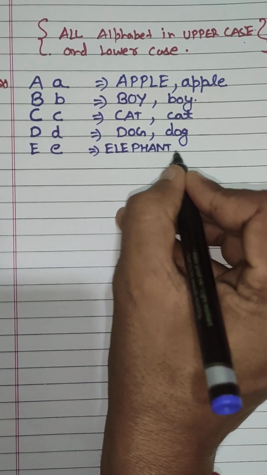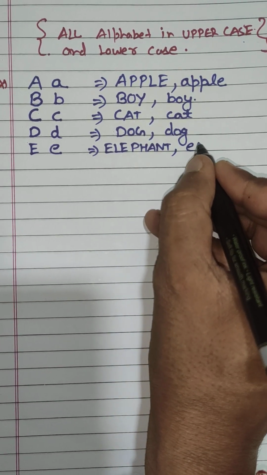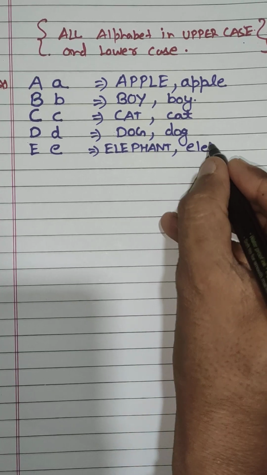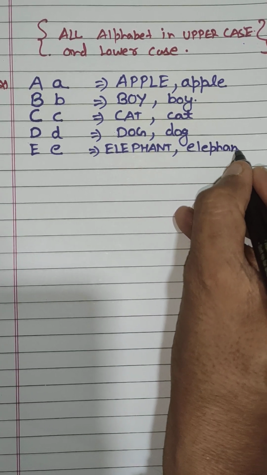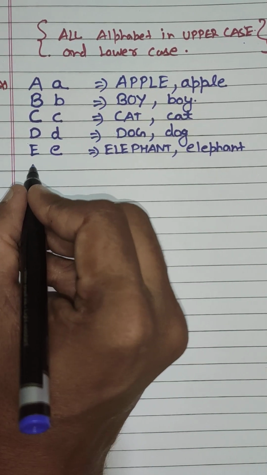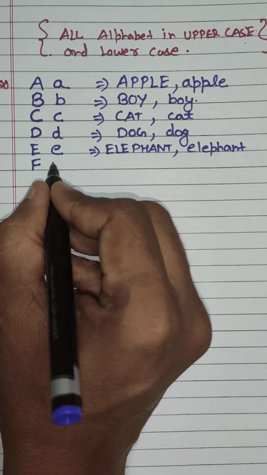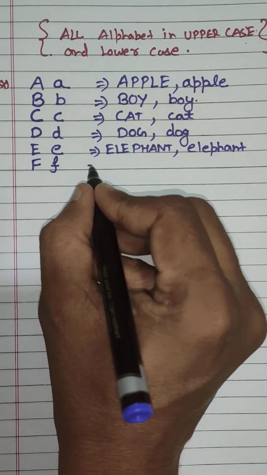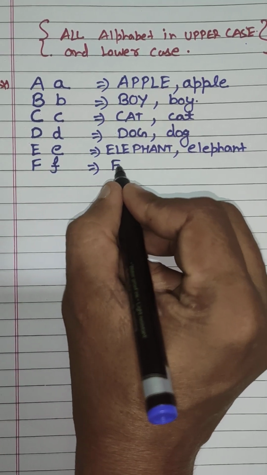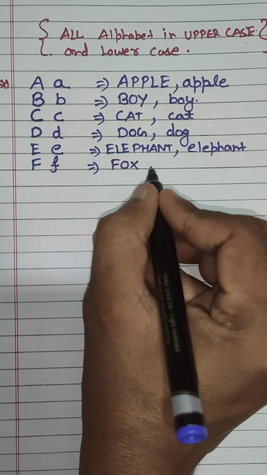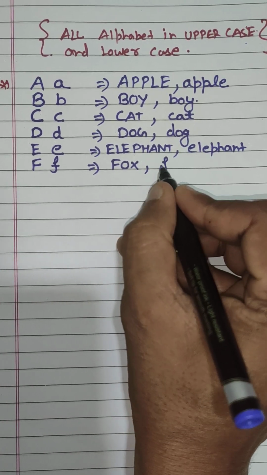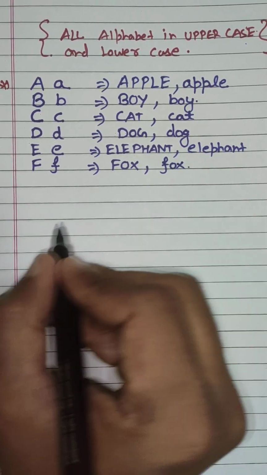Elephant. Then again capital F, and in lowercase we will write small f. F for fox. It is in uppercase, and in lowercase we will write fox.